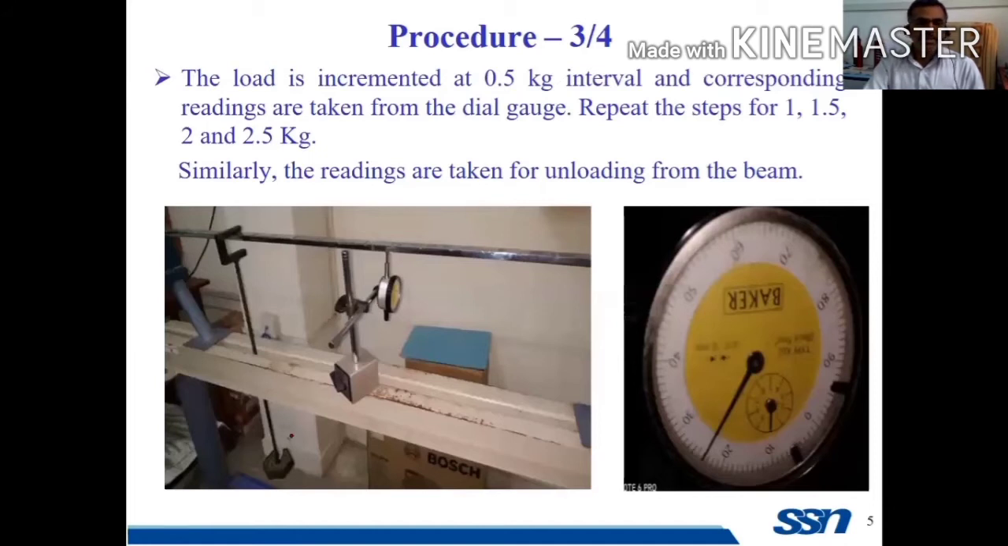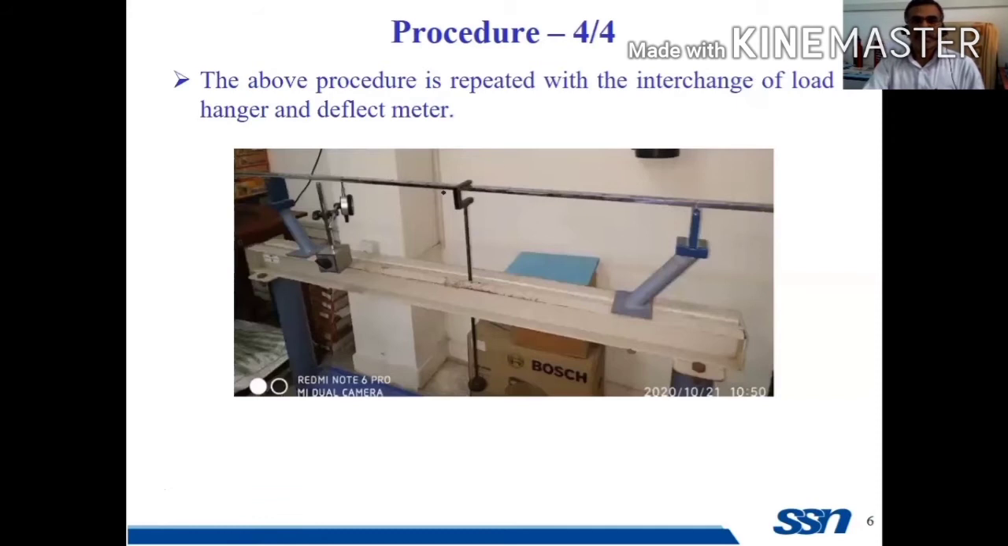Now you apply a load of 0.5 kg, that is 500 grams. Then you find the deflection at this point in the dial gauge. The same procedure you have to repeat for 1 kg, 1.5 kg, 2 kg, and 2.5 kg. So here we have the apparatus.